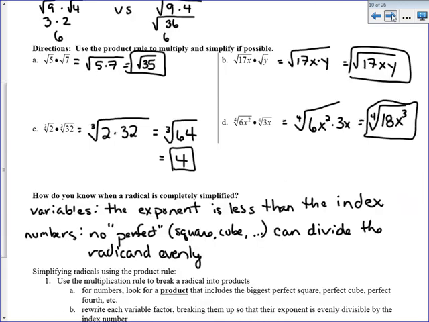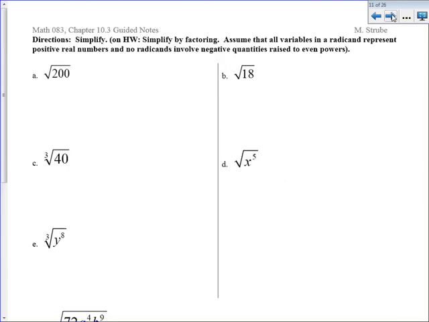So our first example is the square root of 200. We want to simplify that. Now the square root of 200 is not anywhere on our list. If you throw it in your calculator, you get a decimal, so that doesn't help us. So what we're going to do is use this idea of the product rule. It has to be a product. It has to be multiplication. No addition, no subtraction, multiplication.